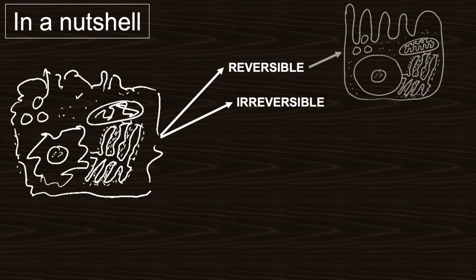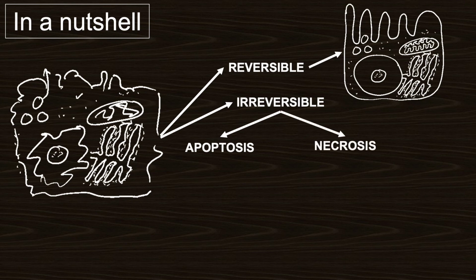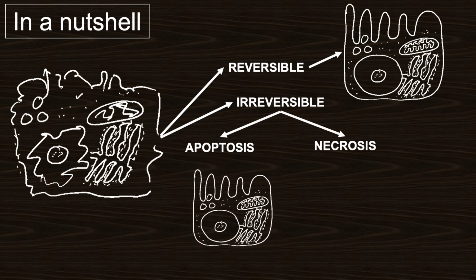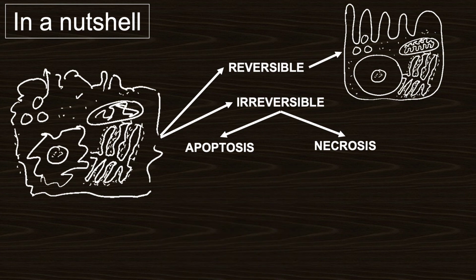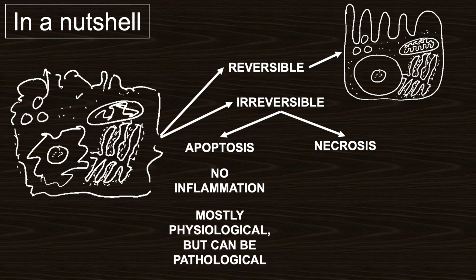Okay, so let's wrap up. Cells are injured by damaging stimuli, either reversibly or irreversibly. Reversibly damaged cells can be repaired and returned to homeostasis. Irreversibly damaged cells undergo either apoptosis or necrosis. Apoptotic cells shrink, fragment into apoptotic bodies, which are phagocytosed. Important to note is that apoptosis is not accompanied by inflammation and is mostly physiological, but can be pathological if the cell cycle is not controlled appropriately, as in cancer.